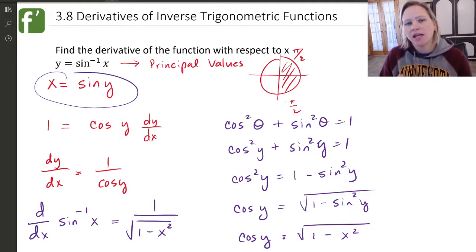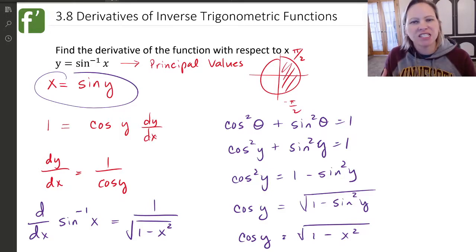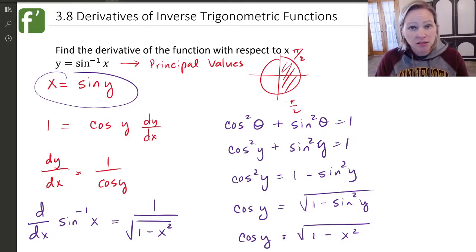Now, this is a great formula, except it's only good if we know what x is. So we have to remember that x doesn't always appear in our inverse trig function. Sometimes we have a function. So, for example, what happens when we have y equals sine inverse of something like 2x squared? And then we have something different in there. Well, then we have to consider the chain rule.